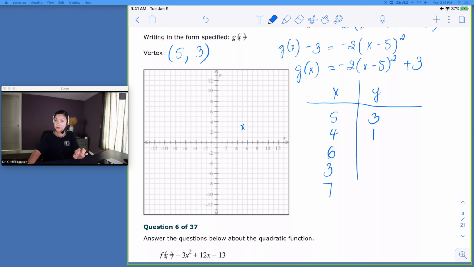For 4, I'm going to get 1. For 6, you should get the same number. For 3, I'm going to get negative 5. Yeah, negative 5. So we are ready to plot the points. So (4, 1).